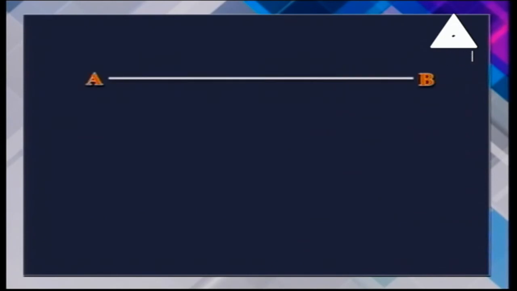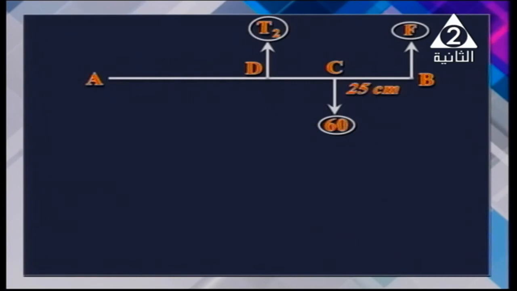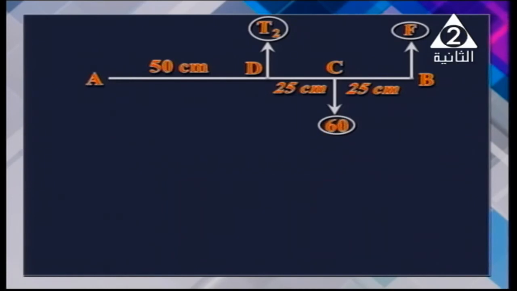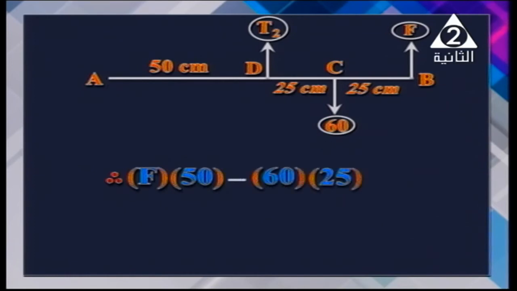Look, my dear student, if we have a second force F acting at point B, and the distance between B and C equals 25, and the distance between C and D equals also 25, then what is the moment about D? By using moment about D equals 0, the same method, F times 50 minus 60 times 25 equals 0. Find the value of F. F equals 30 kilogram weight.